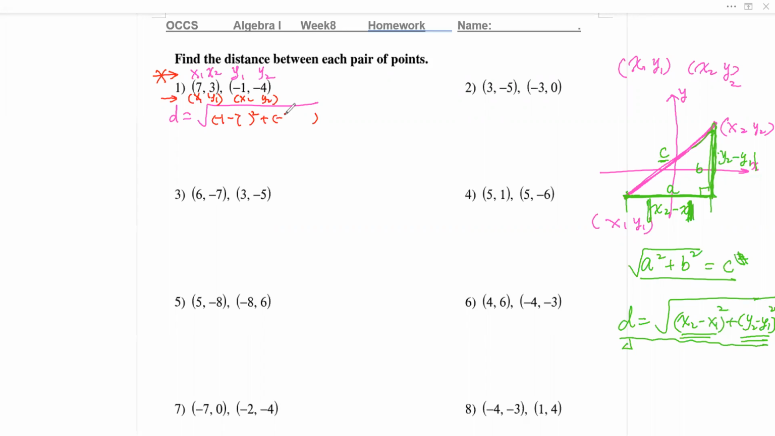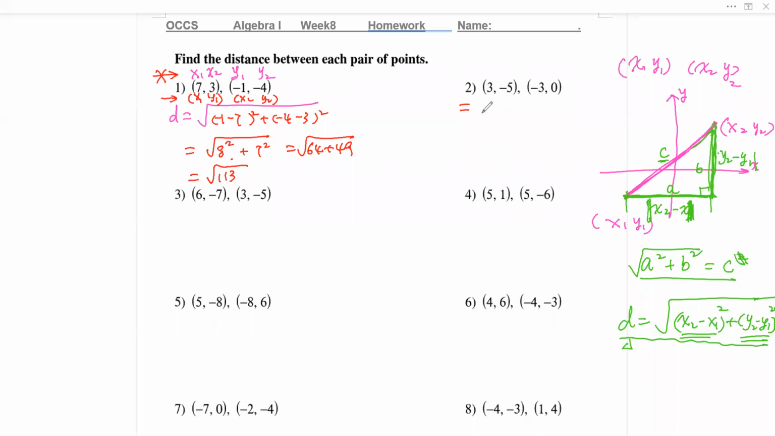Y2 is -4 minus 3, squared. So you can get 8 squared plus 7 squared. You can do the rest of them by yourself. So 64 plus 49, you can quickly get 113, square root. You can keep it like this. If you have a calculator, you can get a more exact result, but if not, just keeping it like this is good enough.